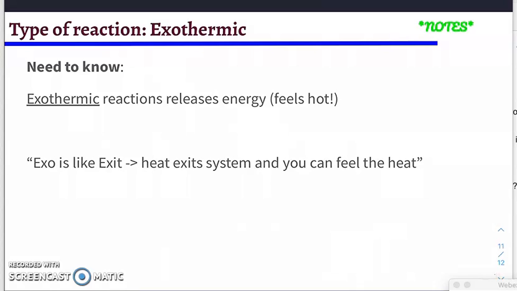And then another piece of vocabulary, exothermic. Exothermic reactions release energy. They feel hot. So if you touch something and it feels hot, that's probably an exothermic reaction because it's releasing energy. And my pro tip to you, exo is like exit. So heat exits the system and you can feel the heat.